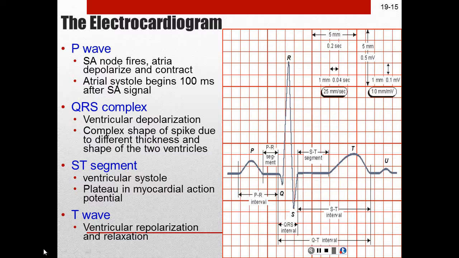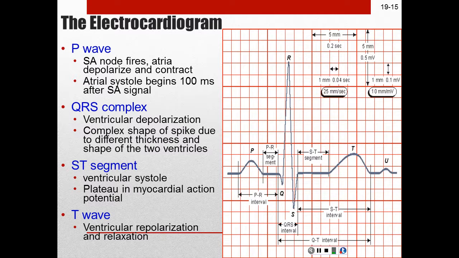Now, atrial repolarization and diastole also occur during the QRS interval, but the signal is obscured by ventricular activity. Now, our ventricular systole begins after the QRS complex, and that takes place in the ST segment. So our S and our T segment. This is when we have ventricular systole. So that's when the ventricles are contracting. It begins after the QRS complex in the ST segment.